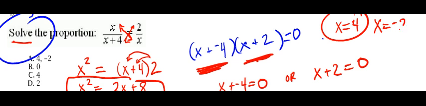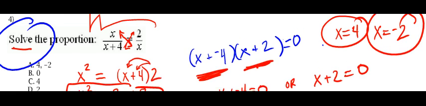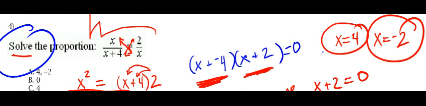So this is a really important problem because it pulls together a couple different issues. It pulls together 3 algebra skills. It pulls together solving a proportion, it pulls together being able to work with an equation, it pulls together factoring, and it pulls together solving equations using the zero product property. So lots of stuff in that one.